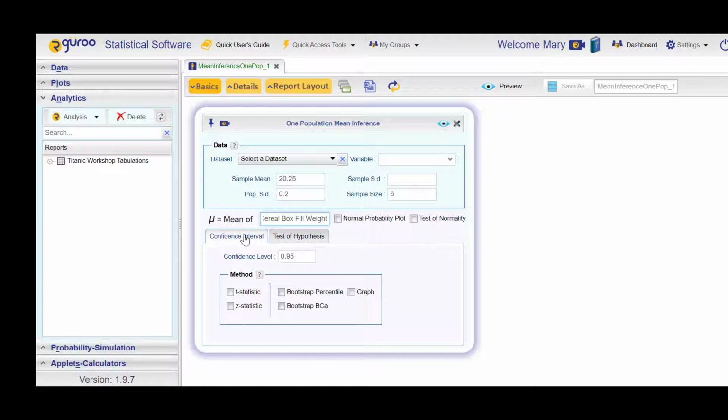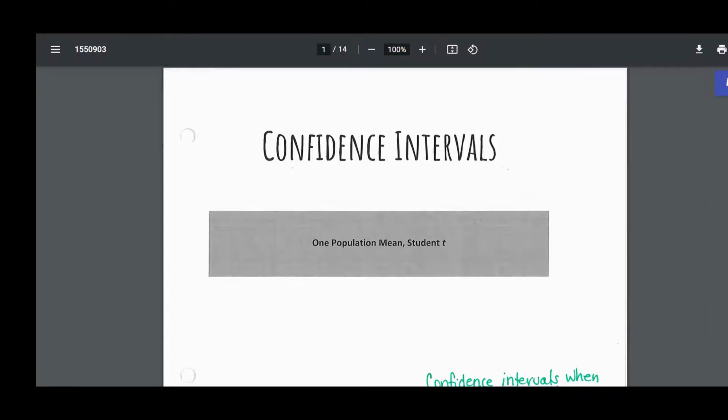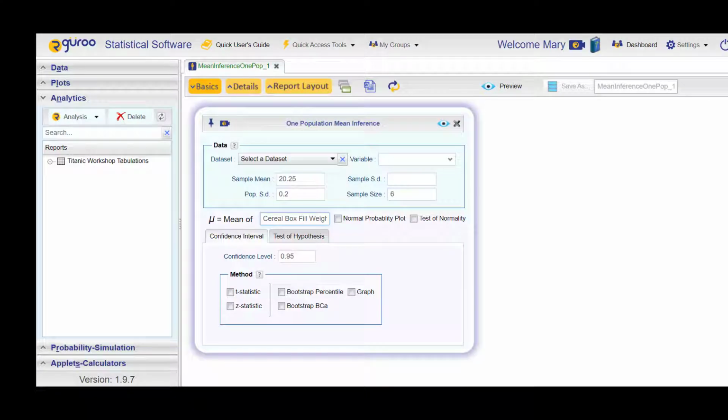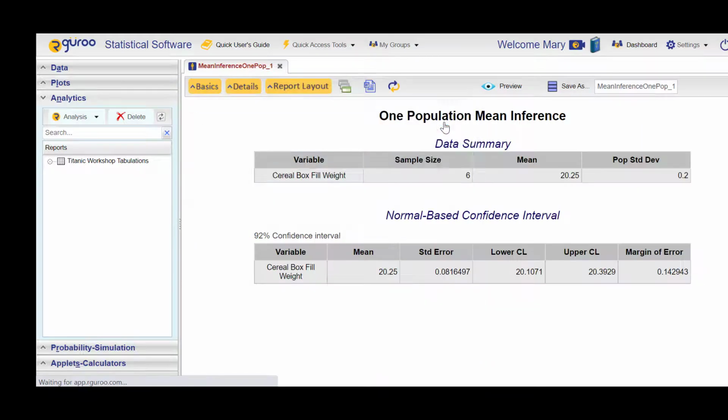All right, so then there are 2 tabs here, confidence interval and test for hypothesis. We're going to leave it on confidence interval, and you just have to put in the confidence level. So let me just look again. Oops. Our confidence level was 92%. So I'm going to change this from 0.95 to 0.92. And then for method, you need to choose either T statistic or Z statistic. So this is very similar to the way we did it with the TI calculator. It's going to be a Z statistic if they give us the population standard deviation, and a T statistic if they give us the sample standard deviation. Since we know the population standard deviation, we need to go with the Z. And then when you're ready, you hit the preview button.